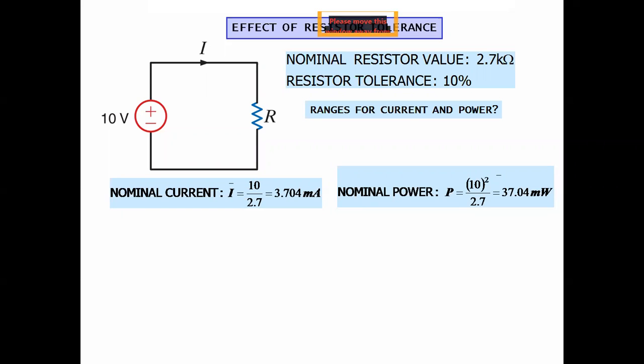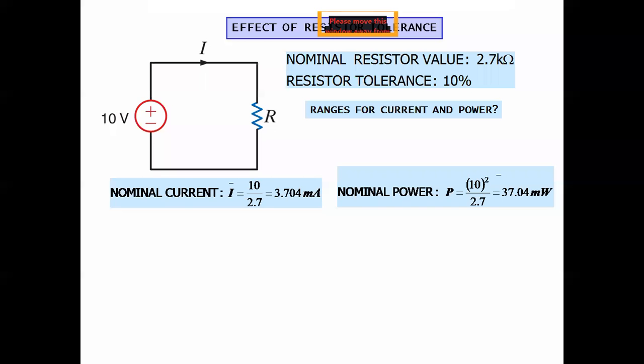So this is the next point where we'll see the effect of resistance tolerance. If you look at any resistance, there is a tolerance. There may be a 5% plus minus value, 10% plus minus value, or 20% plus minus value. So here we can see a simple circuit where a 10-volt battery is connected across a resistance of value R ohm. Here the nominal value of resistance is given as 2.7K, and the resistance tolerance is 10%.